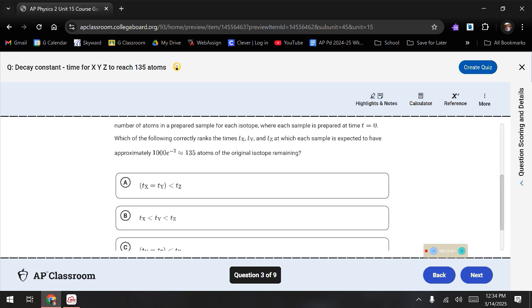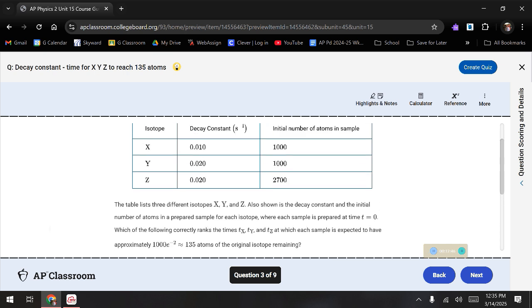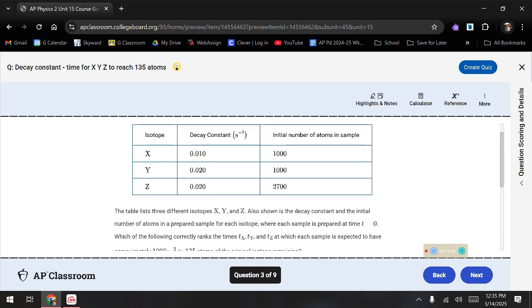Okay, so what is the ranking of the times? Well, let's look at this table real quick and see if you can discuss in your group what it should be, and then we'll talk about it at the end, and then we'll move on.